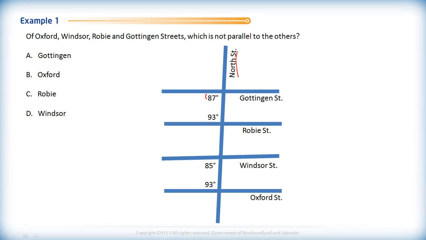Okay, so if we've got 87 degrees here and 93 degrees there, those would be same side interior angles. And if they're parallel, then those two angles should be supplementary. So 87 plus 93 gives us 180 degrees. So it looks like Gottingen and Roby Street are running parallel, at least in this section of town.